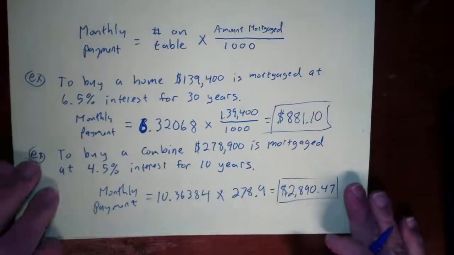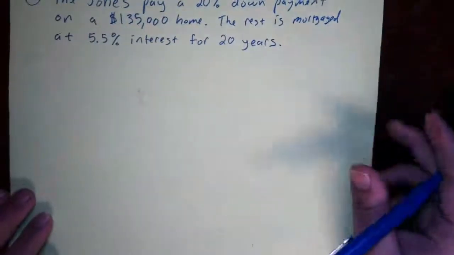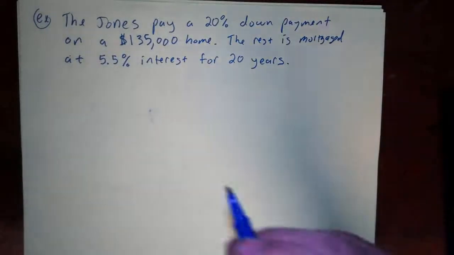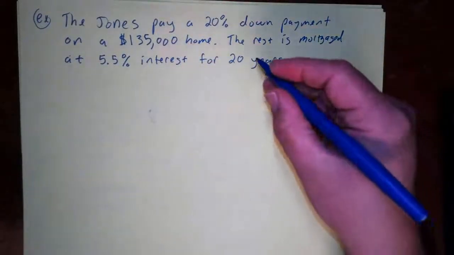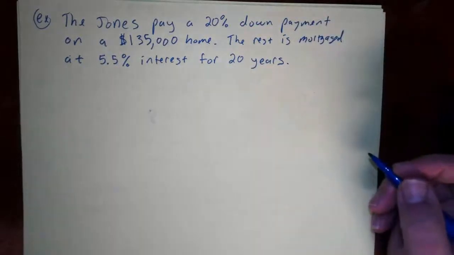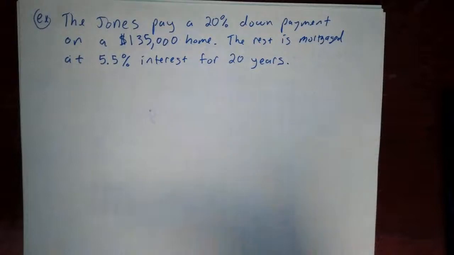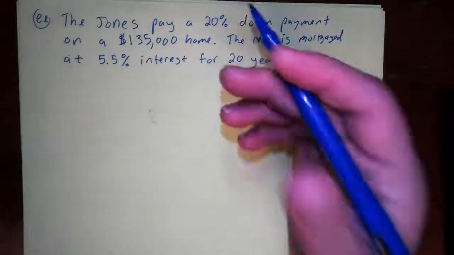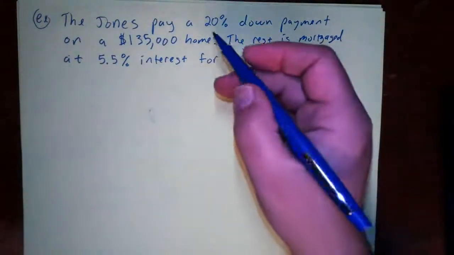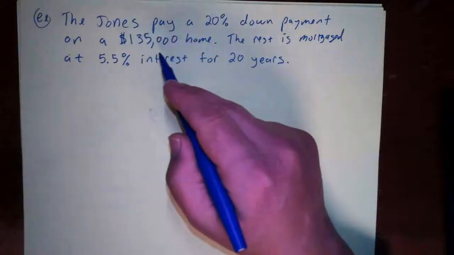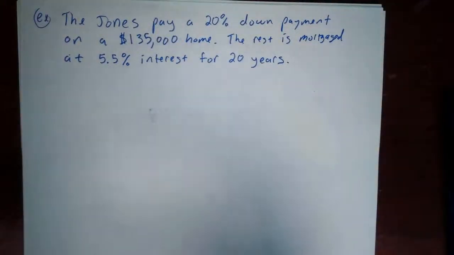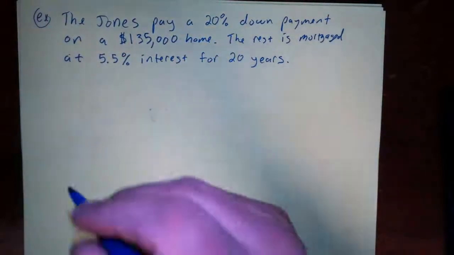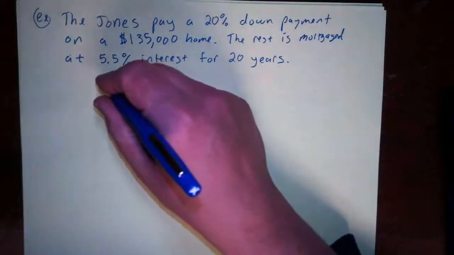So let's try one more here. I got it on the back. This says the Joneses pay a 20% down payment on a $135,000 home, and then the rest is mortgaged at 5.5% interest for 20 years. So what I've done is I've added another step. This is usually when you buy a home, you make some sort of down payment. So the $135,000 here is not the amount that I'm mortgaging. I'm not going to mortgage the full amount of the home. I'm going to make a down payment, okay?